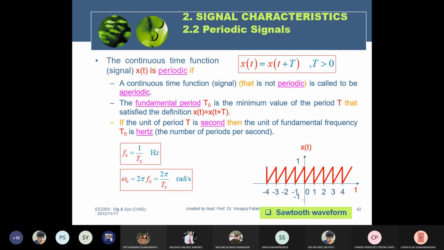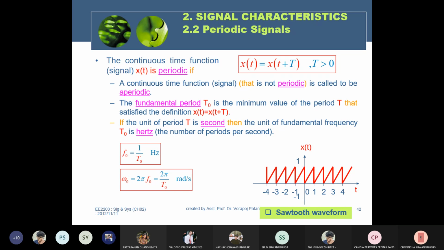Next one, the unit. The unit of the period of the signal is the second. You know that the time unit in engineering is the second. Therefore, the reciprocal, the frequency, has the unit hertz. But in real engineering applications, we don't usually use hertz. Here we use omega instead. The unit of omega is radian per second, and it equals 2 pi f.